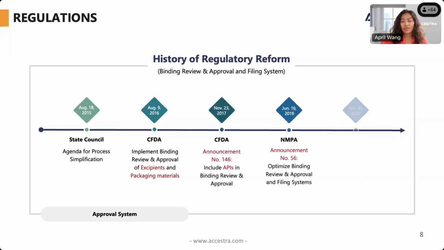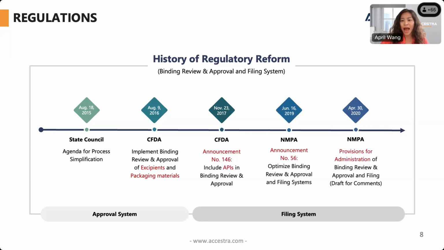In 2017, the most impactful policy reform was the release of announcement number 146, which canceled the old approval system and replaced it with a new filing system. From then on, AEPs have the pathway to go through a binding review and approval as part of the drug registration. The new system was a significant leap change in management concept by the Chinese regulators.